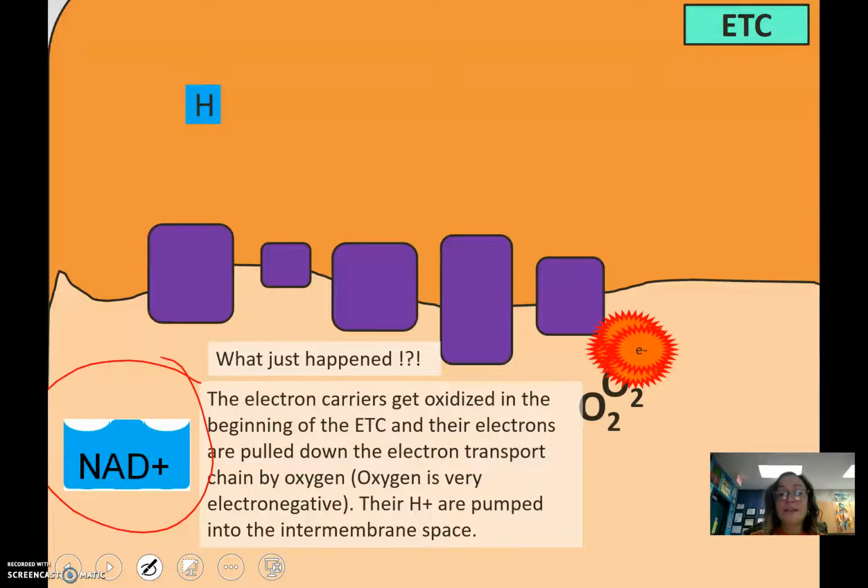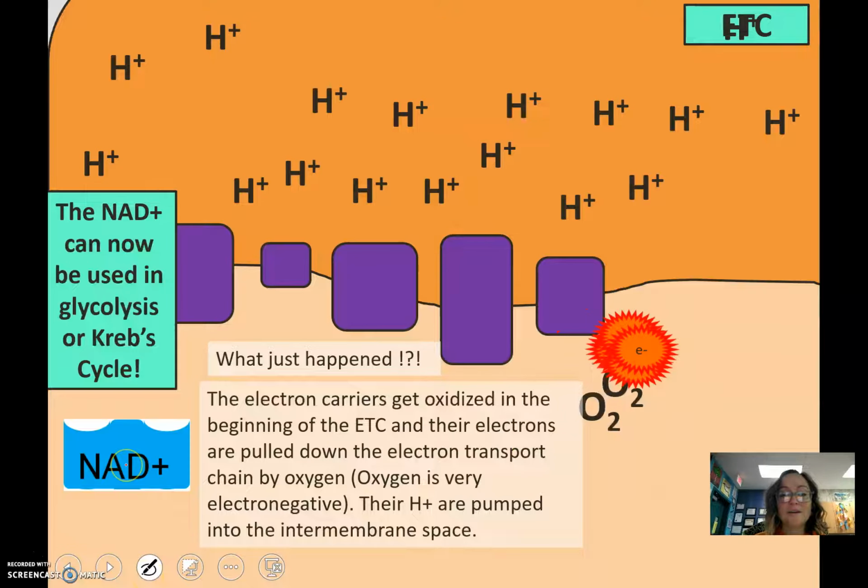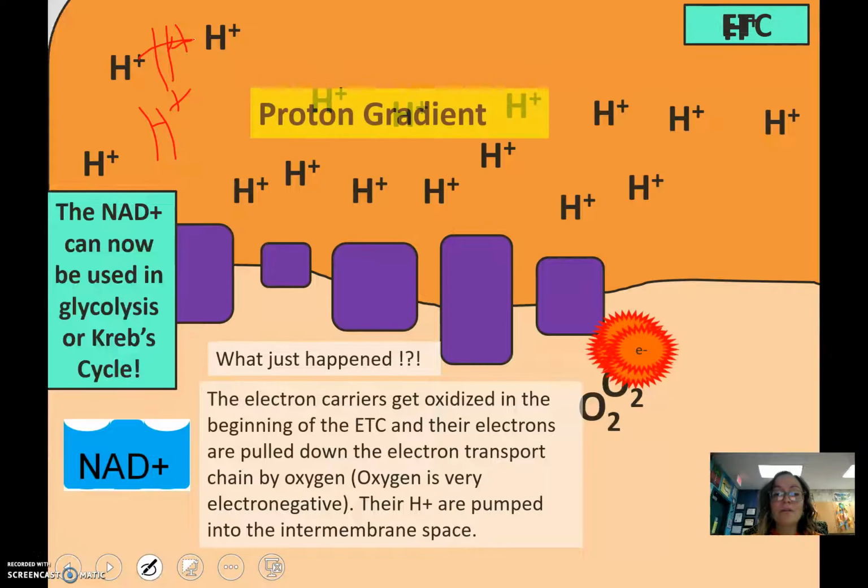We've recycled it. Now you also notice here that the oxygen has gained those electrons, which we'll see what happens with in a few seconds. But here we have all of these protons accumulating in this intermembrane space. So we have these protons, and what we've done is we've established a proton gradient. We've created this proton gradient in the intermembrane space.